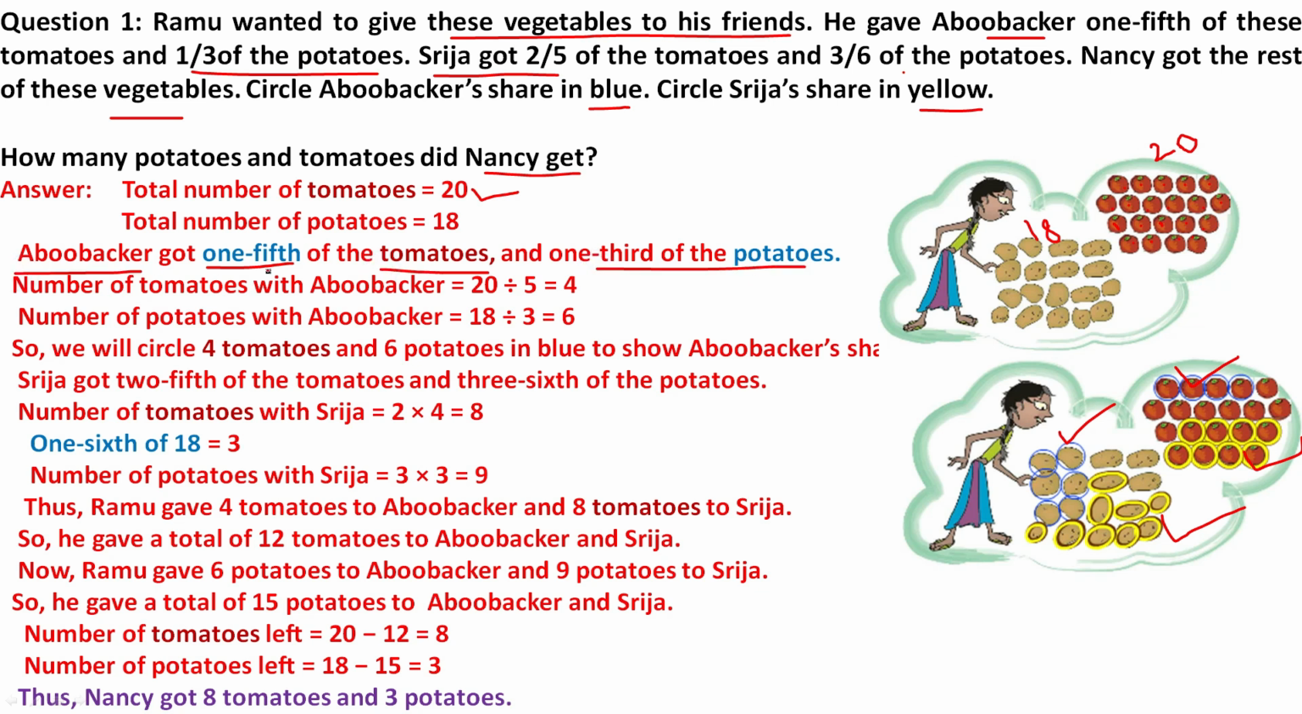Bakr. 1/5 of the tomatoes, so 1/5 of how many tomatoes? 20. 1/5 of 20: 5 4s are 20, so it is equal to 4. So 20 divided by 5 is equal to 4, and for potatoes Abu Bakr will get 18 divided by 3, which is equal to 6. We will circle 4 tomatoes and 6 potatoes in blue to show Abu Bakr's share.